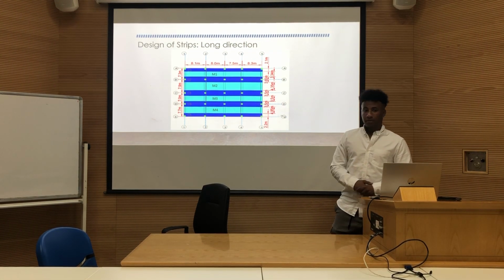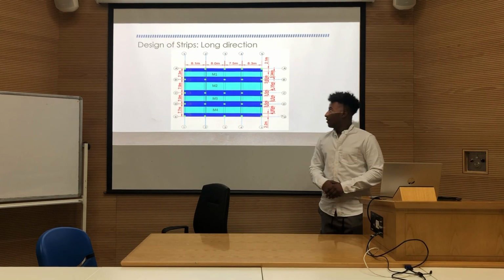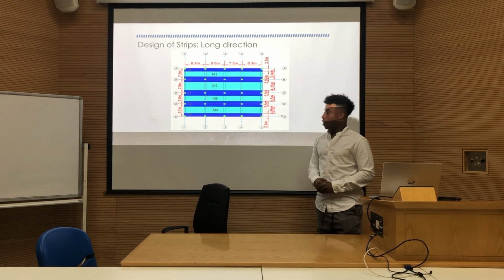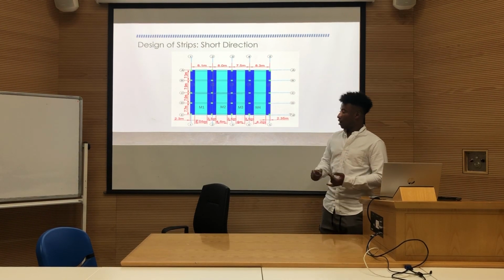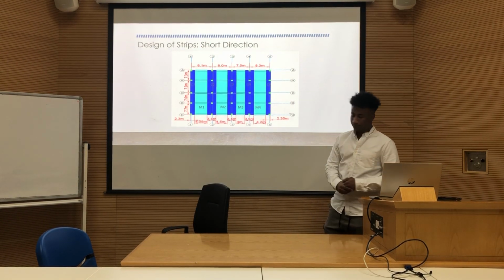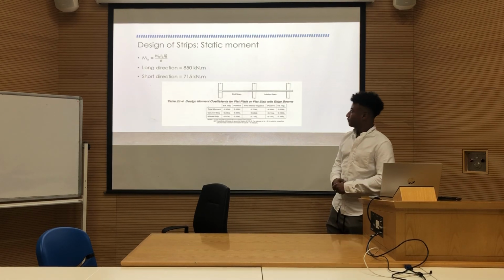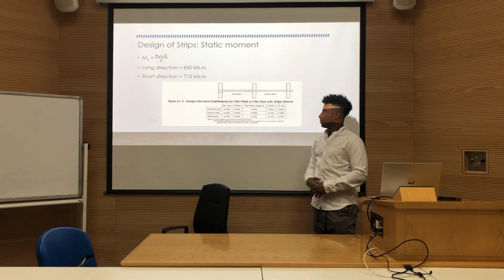Now we have the column strip and middle strips of the slab. This figure here shows the column and middle strips in the long direction. This figure shows the column strip and middle strip in the short direction. After that, we need to find the static moment using the formula shown in the slide.